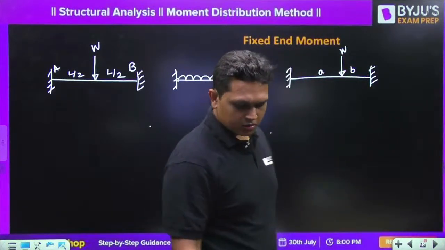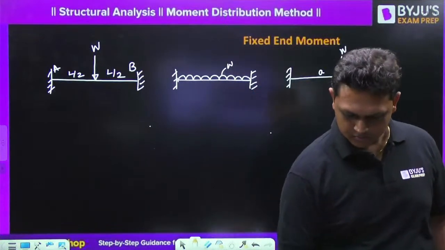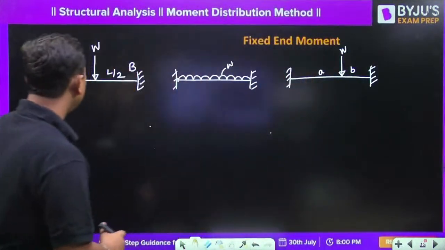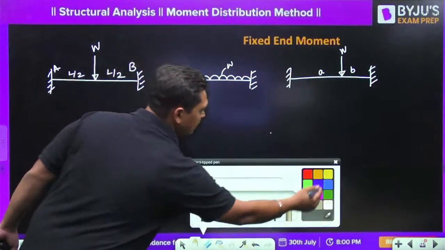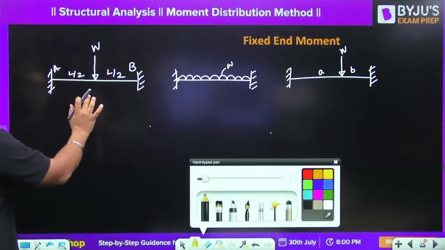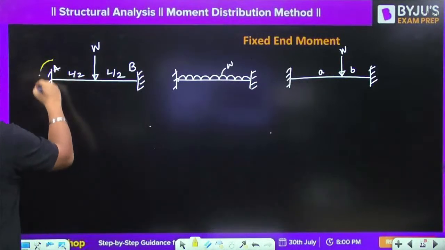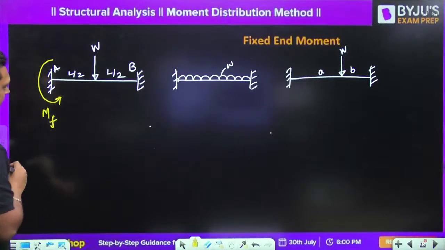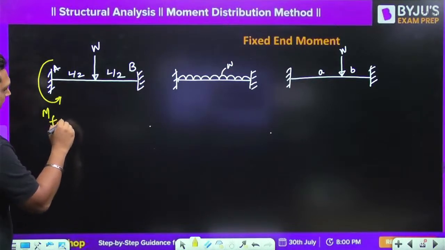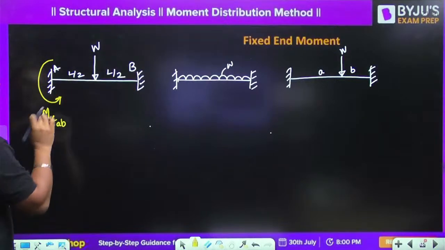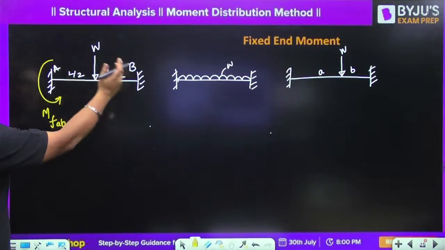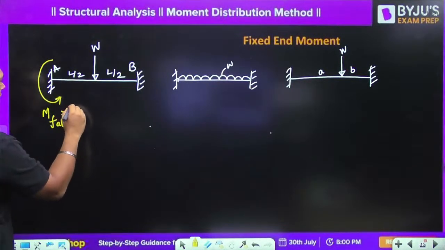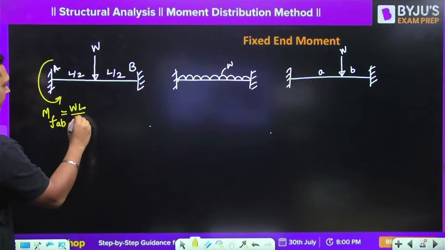Okay, so these are all your cases, right? In this case, the fixed end moment developed in resistance of the given load is fixed end moment AB. That means A to B we are taking, at joint A in the span AB, is equal to WL by 8.